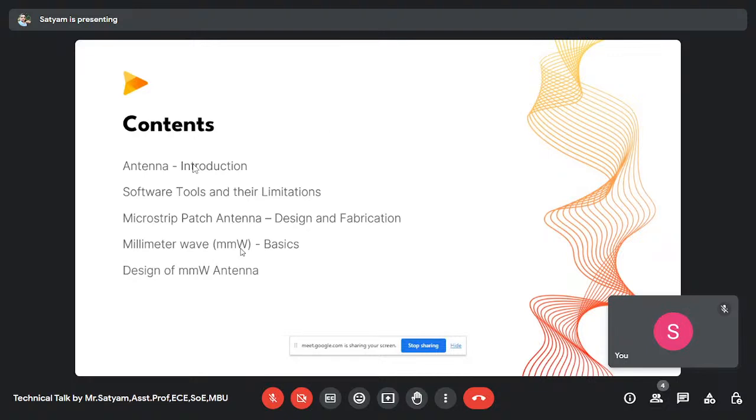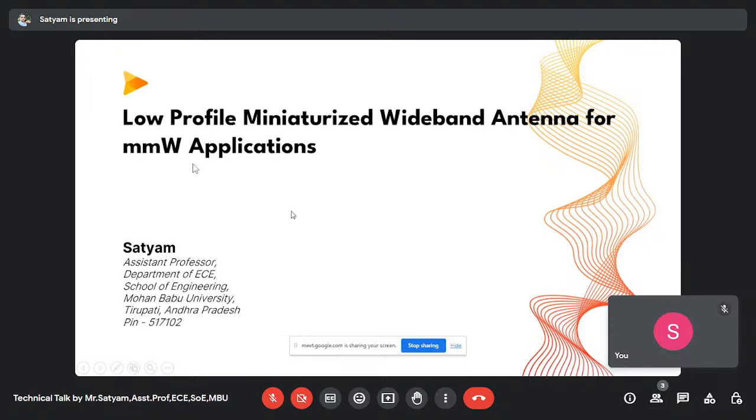So this will be the flow: antenna introduction and software tools limitations. Means how many softwares are there for antenna design, and on what tools and integration methods they are based, right? That's followed by microstrip patch antenna design and fabrication. Here we will see how we can fabricate a microstrip patch antenna using PCB techniques. Then we'll see some basics of millimeter waves, and then some design of the millimeter wave antenna, the last one being the topic of this talk. So I will connect this at the last.